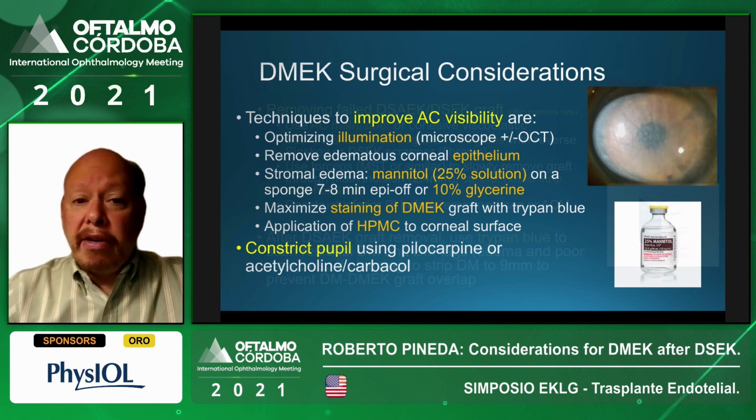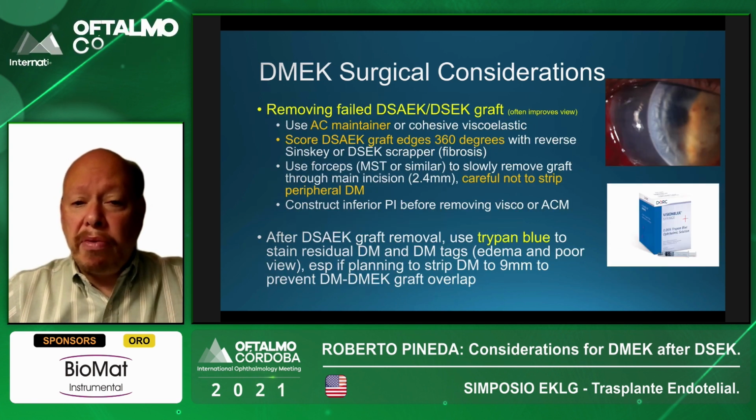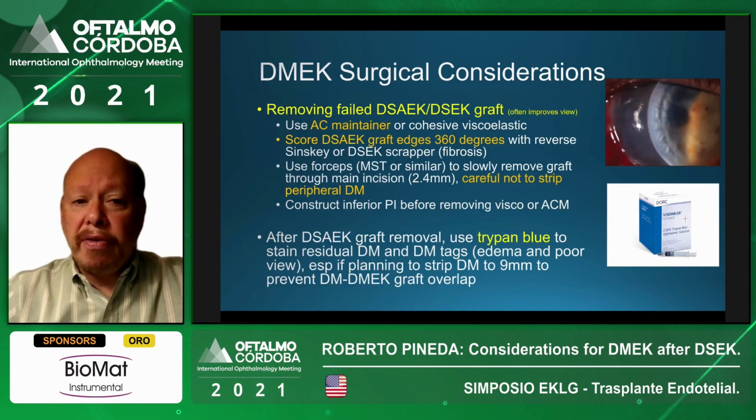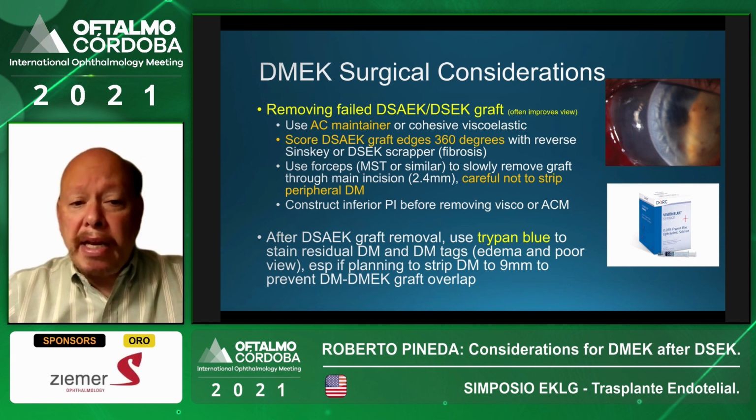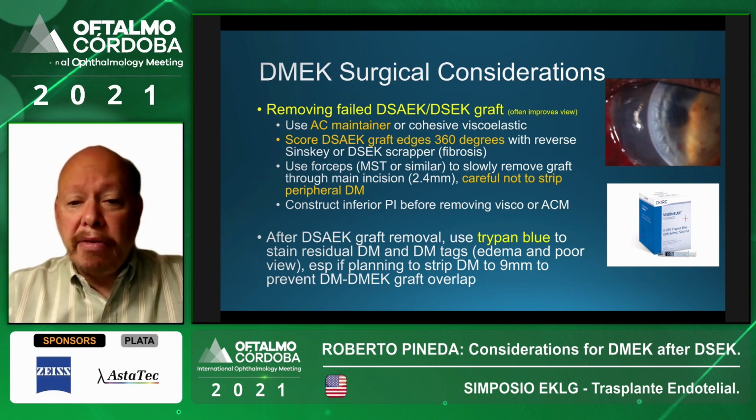Removing the failed Descemet graft itself can often improve visualization. This can be done with an AC maintainer or under a viscoelastic. You want to score the Descemet graft 360 degrees with a reverse Sinskey or a scraper of some kind, and then remove it with forceps through the main incision. And the trick here is not to necessarily strip the peripheral Descemet's, or at least do it in a somewhat controlled manner, and make sure you construct your peripheral iridotomy before removing the viscoelastic or anterior chamber maintainer.